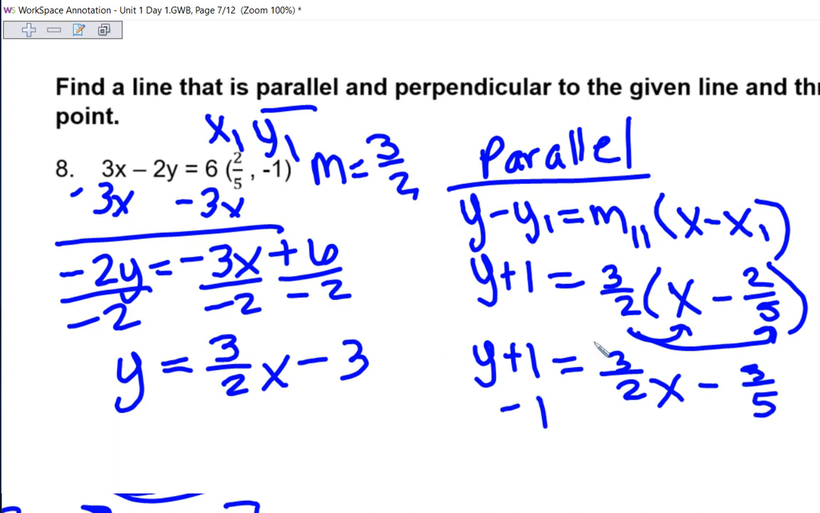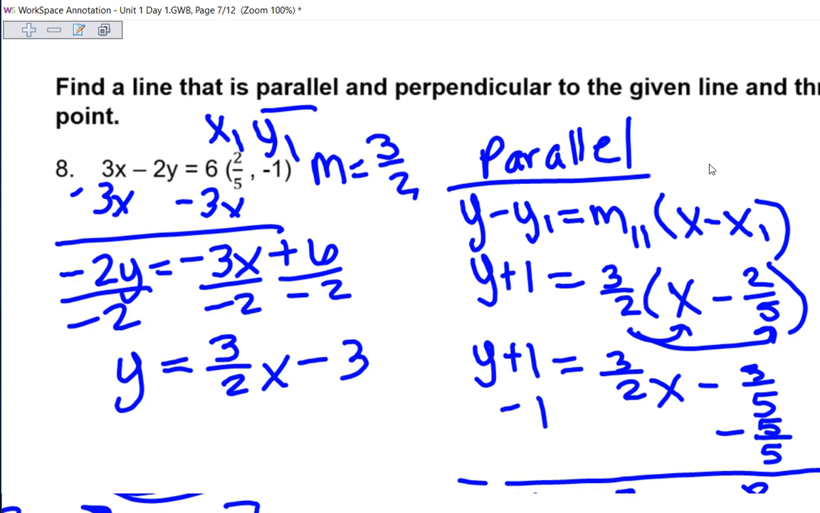Subtract 1 to both sides. And instead of 1, I'm going to make it 5 out of 5, so I have a common denominator. So this would be y equals 3/2 x. And what's negative 3/5 minus 5/5? Negative 8/5. Oh, again, I was trying to box in my answer. Don't do that on the exam.